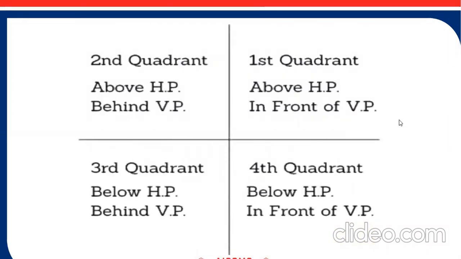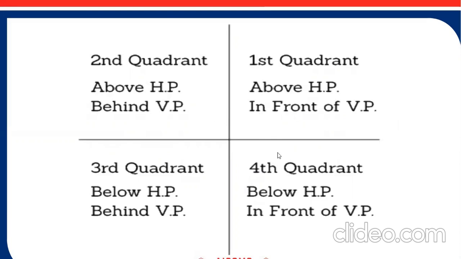Now in the first quadrant, above HP and in front of VP. You can see above the HP. Suppose point A is 20 mm above HP; we can count here 10 and 20 mm above the HP. This is HP, and suppose 15 mm in front of VP: here 10 mm and 15 mm in front of VP.